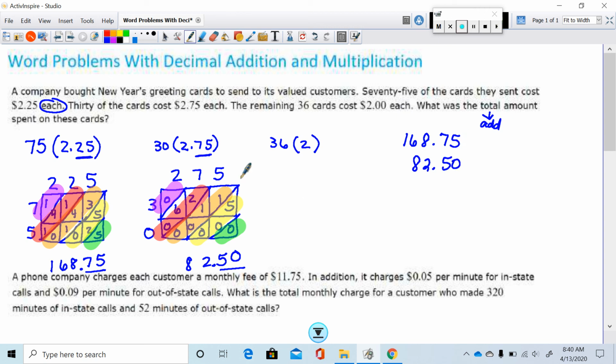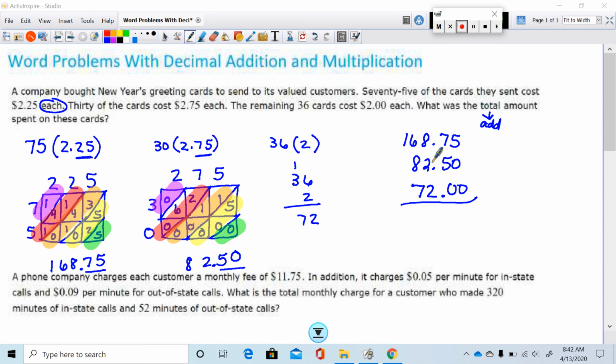$82.50. 36 times 2 doesn't have any decimals, and this is a one-digit number here, so I'm really going to just do the traditional way of multiplying these. 6 times 2 is 12, carry the 1. 3 times 2 is 6, plus 1 is 7, so that is 72. And I took out the decimal, so that means that doesn't have any decimals, but I could put 0.00 there.